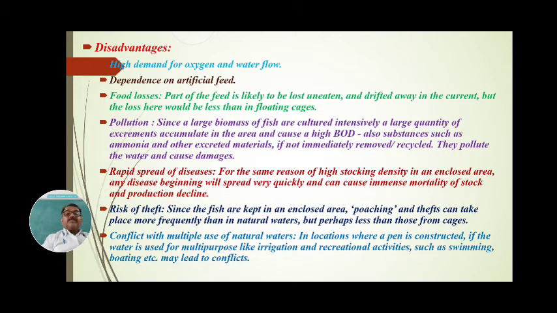Then risk of theft. Since the fish are kept in an enclosed area, poaching and theft can take place. These can take place more frequently than in normal water bodies, but perhaps less than in cages. Means in pen culture, theft and poaching are common practice. Due to theft and poaching, a maximum of the fish population may be captured by poachers, which is harmful for the fish farmers and fish culture. It is also another risk, another disadvantage.